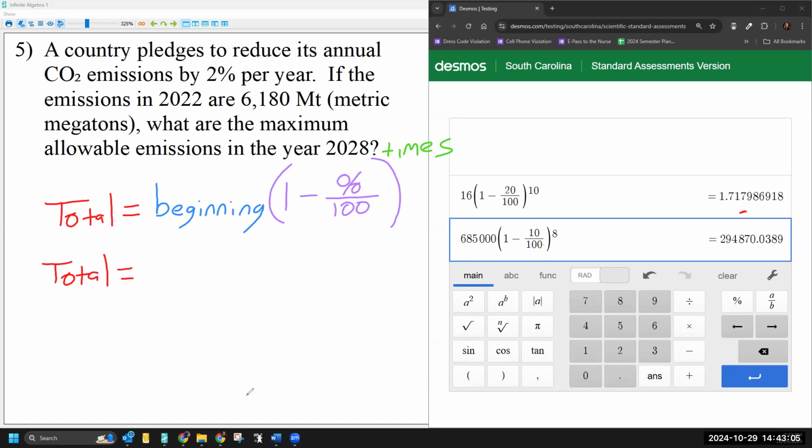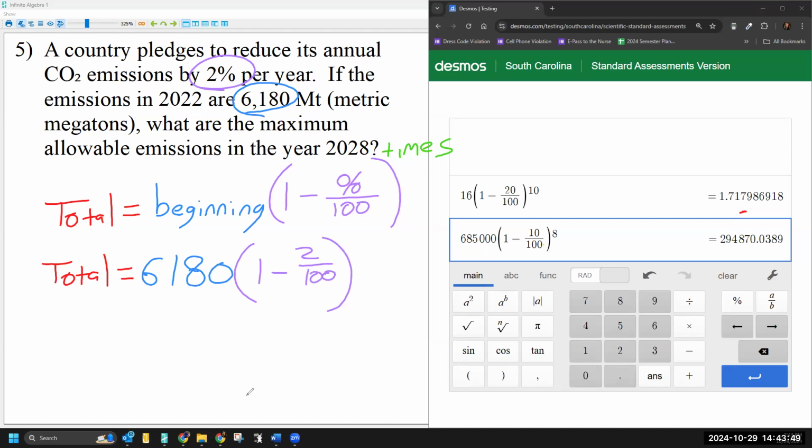All right, number 5, I'm skipping ahead a little bit because this one's weird and different. Now when you're doing this, make sure you write down the equation you're plugging into and your final answer, not just the answer. All right, skip ahead, number 5. What's the beginning amount for number 5? The beginning amount right there is 6,180. 1 minus my percent is 2.